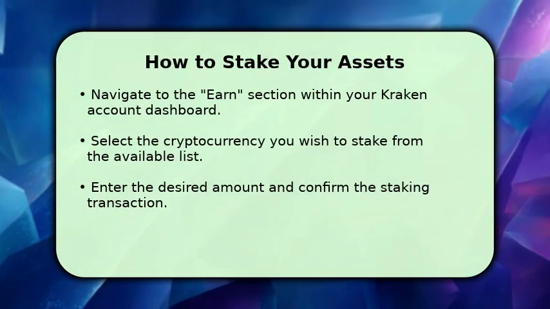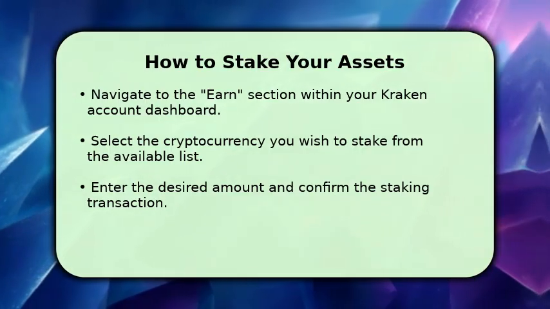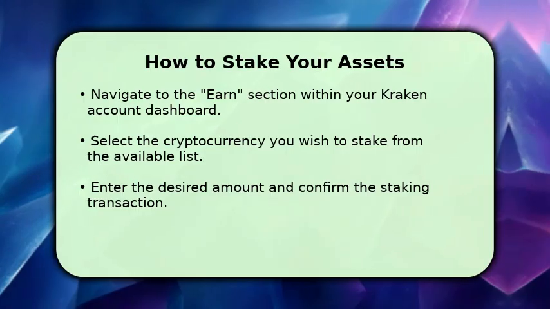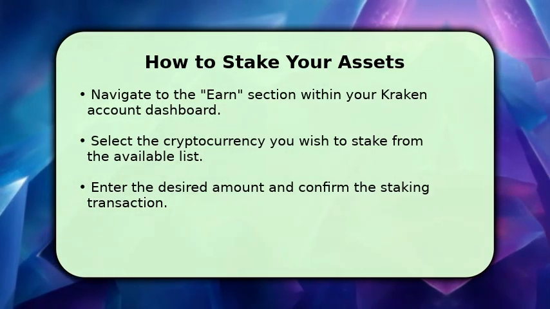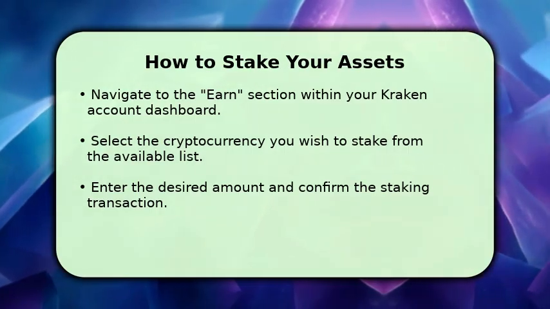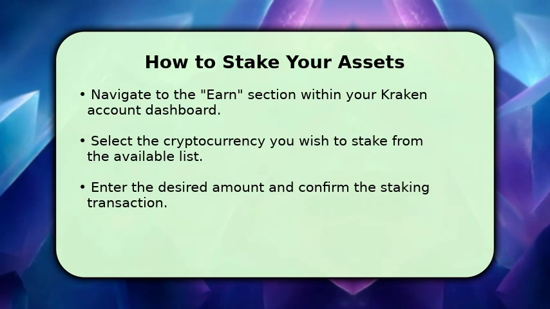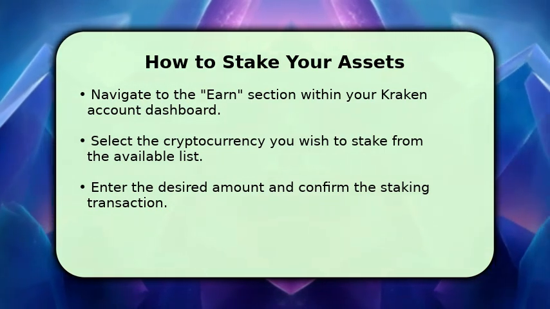To stake your assets, log into your Kraken account and find the Earn section. Here, you'll see a list of available cryptocurrencies eligible for staking. Choose the one you prefer, then simply enter the amount you want to commit. Review the details, including the estimated annual yield, and confirm your staking transaction. It's that easy to get started.